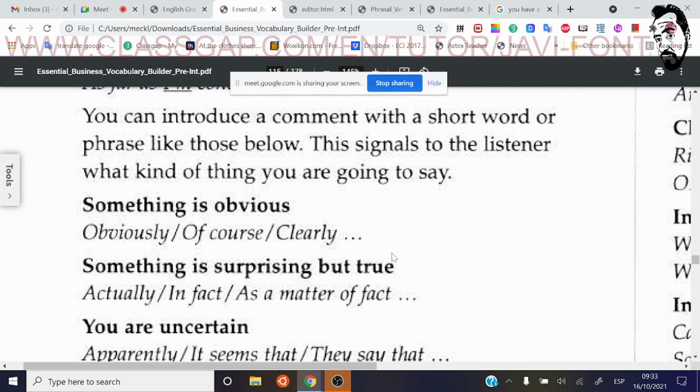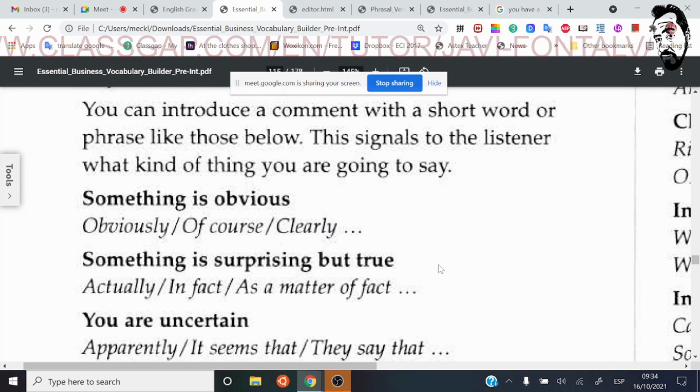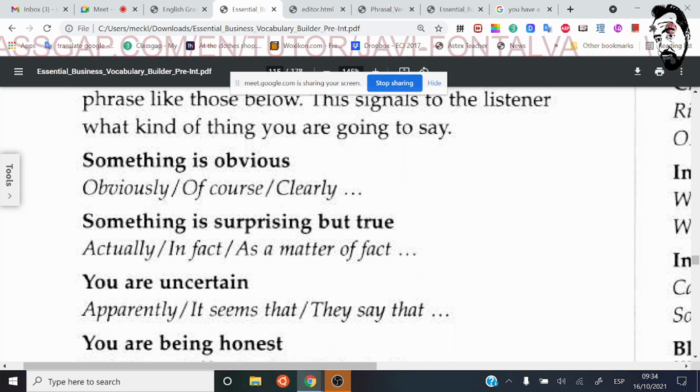Okay. Sometimes you want to say something is very obvious. So you say obviously. Obviously. Por supuesto, ¿no? Desde luego. Of course. Exactly the same. Clearly. Clearly. Obviamente, ¿no? Claramente, yeah? Literally. Sometimes you want to say something surprising but true.